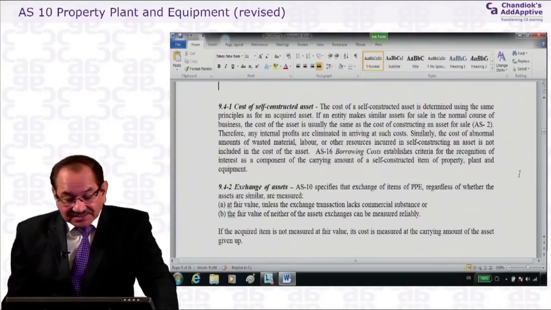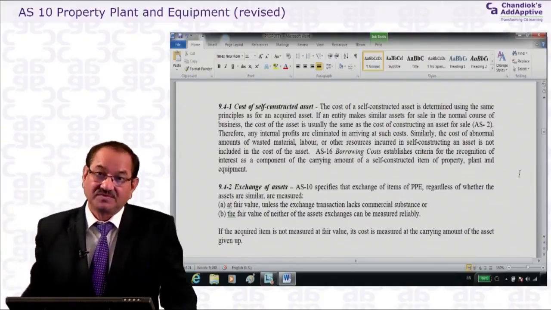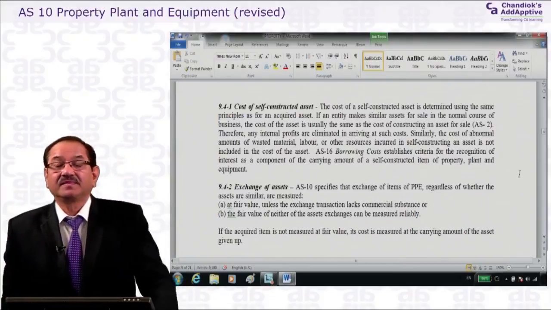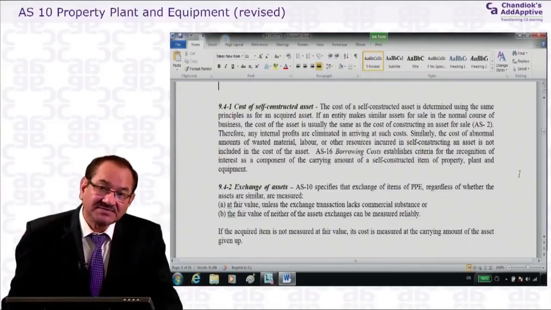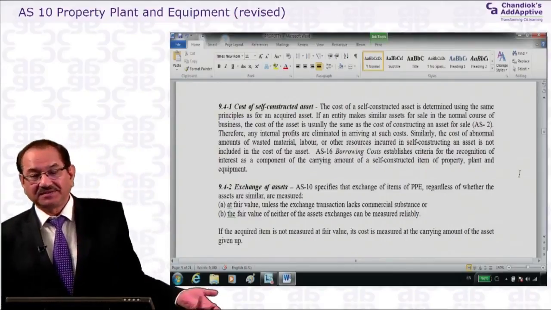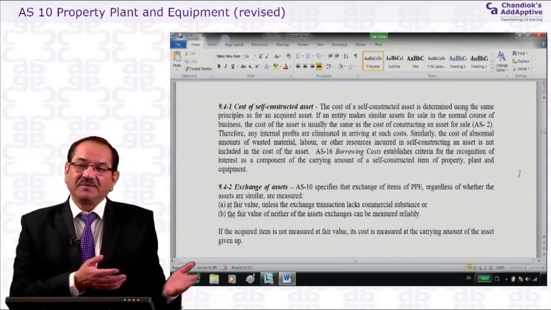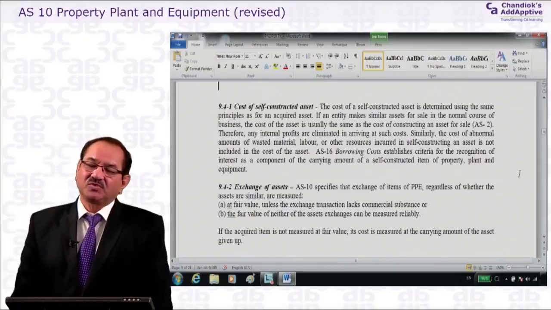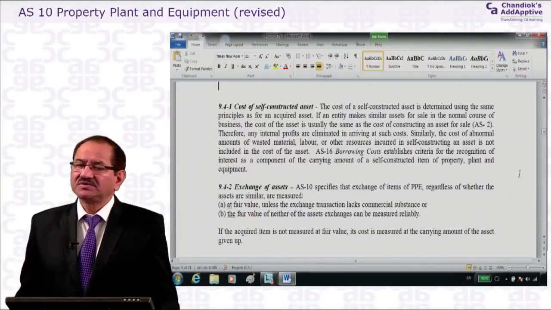If the exchange transaction lacks commercial substance, then it will not be at fair value. What is the meaning of an exchange transaction lacking commercial substance? What is the commercial principle? You see, if you are giving a building and purchasing plant and machinery of 2 crores, you must have thought it out commercially.